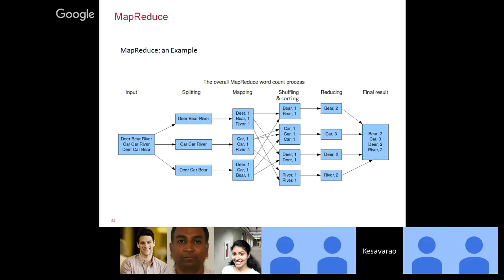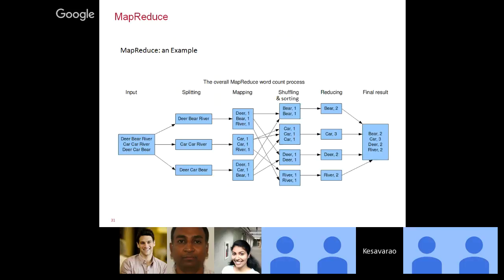And what is mapping doing here? Basically, it is trying to count, not sort. How many times did the word deer come in that split? 1 time. Bear comes 1. River comes 1. Similarly, in the next split, car. Initially, you're not really doing any totaling. You just take each word and say, okay, car I have 1, car I have 1, river I have 1, like that. So you're just mapping it. That's mapping. And then you are shuffling and sorting.